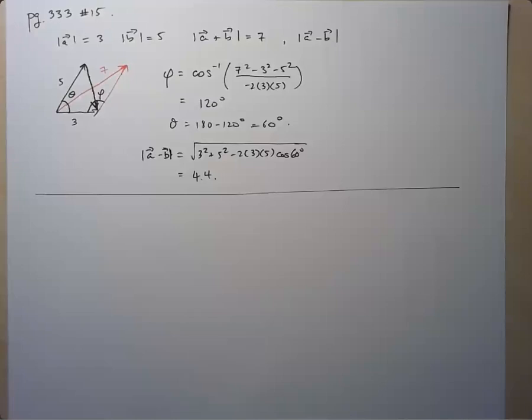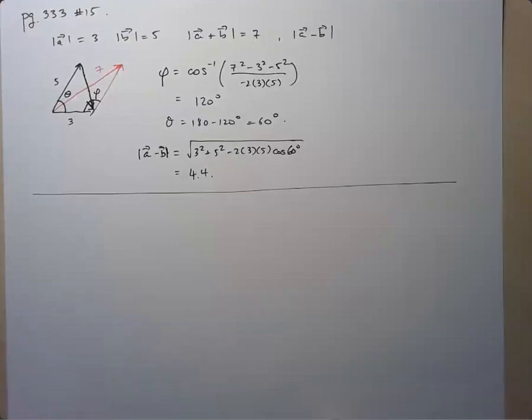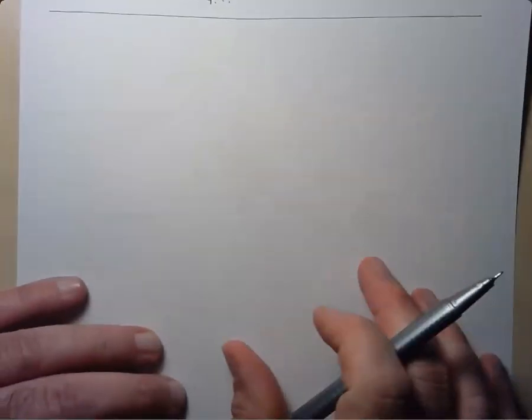So 344, number 9. Okay, so it's actually on page 345. So here it says, given these three vectors, express each vector as a linear combination of the other two. Now, I believe I gave a very specific combination. I didn't ask for you to do all three.